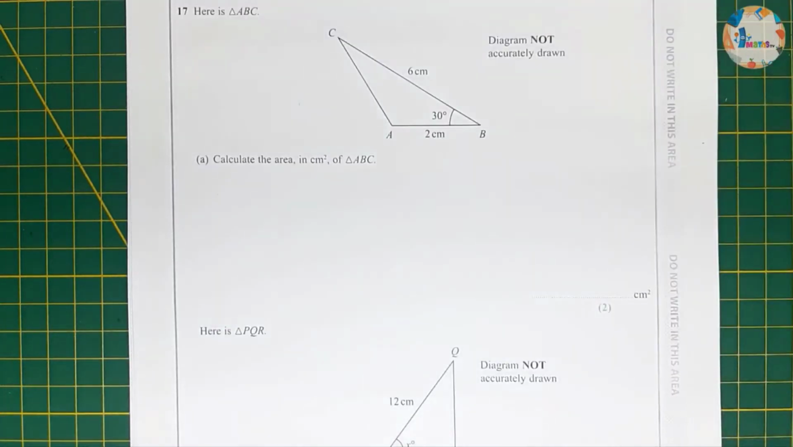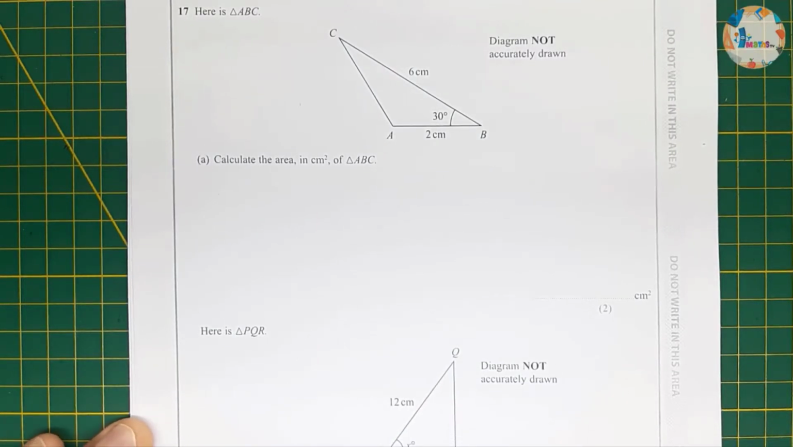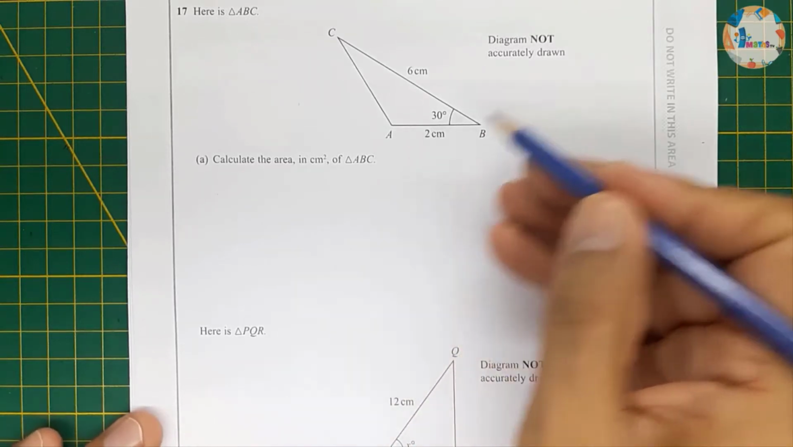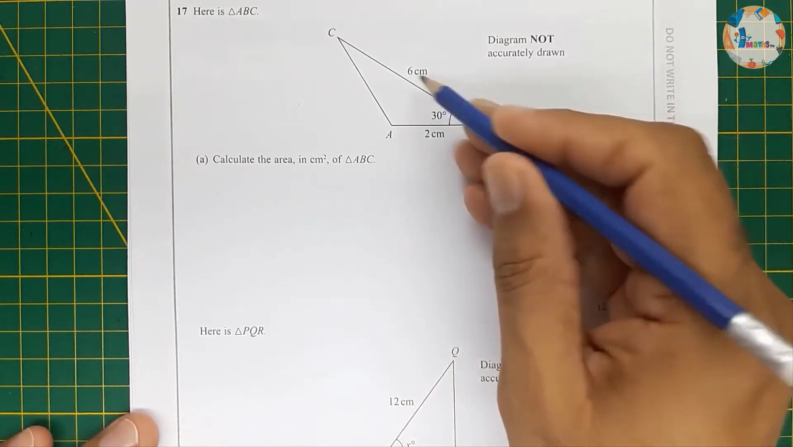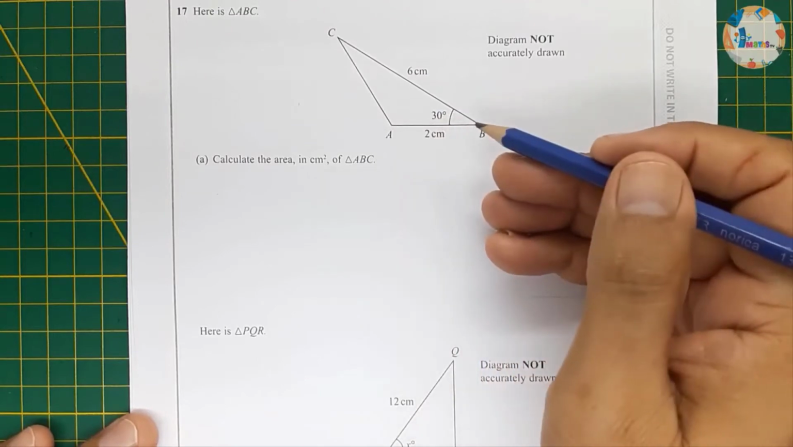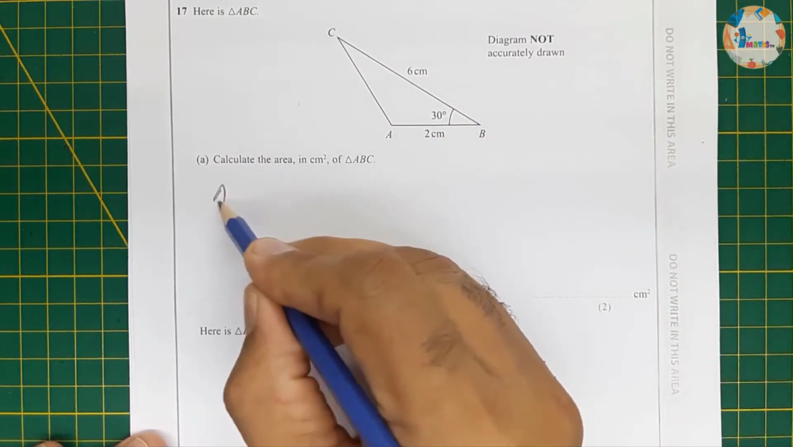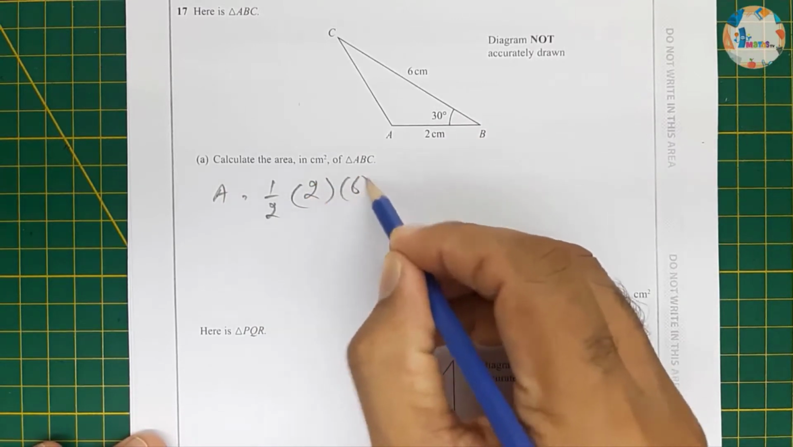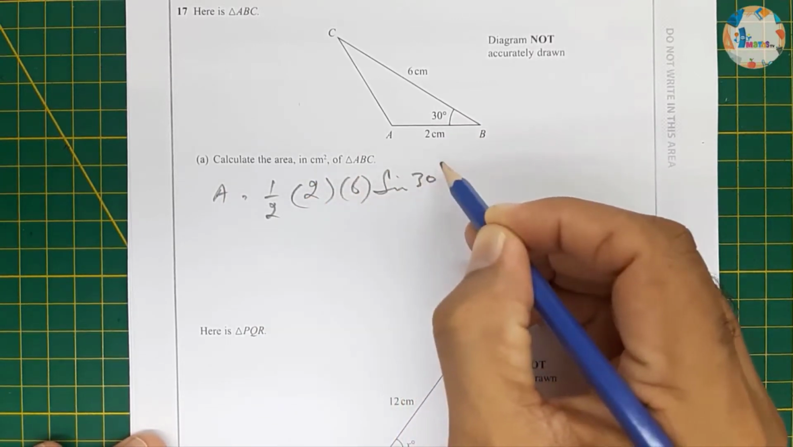Now question number 17. Here is a triangle. Calculate the area in centimeter square of the triangle. This angle is given, these two sides are given. So area is half into AB sine C. So A is equal to 1 by 2 into A into B into sine of 30 degree.